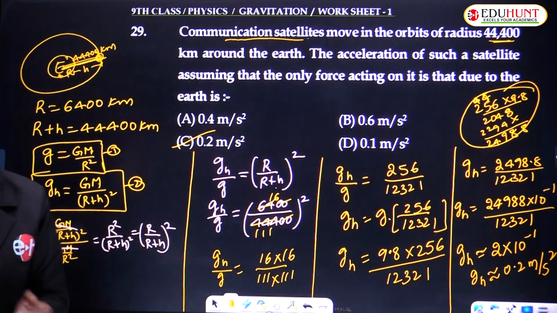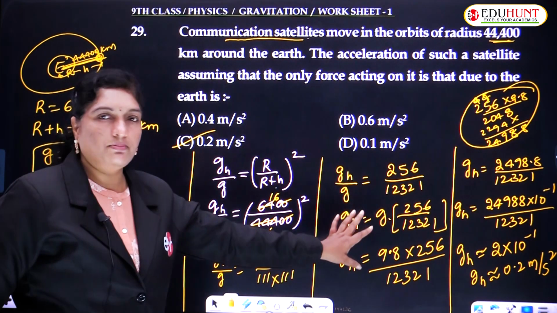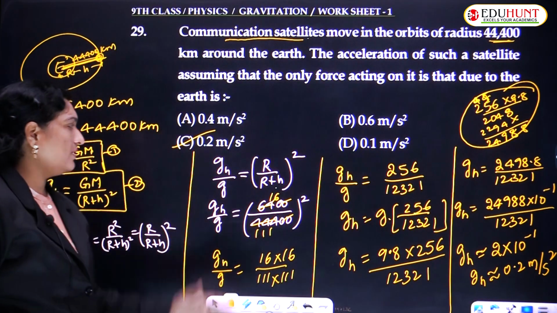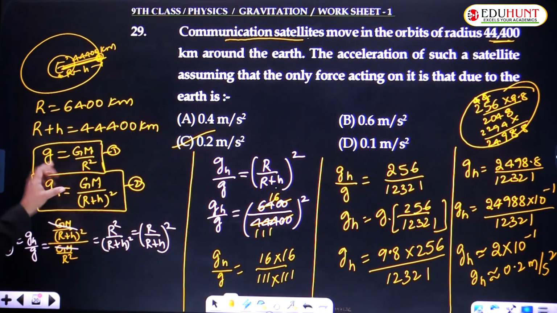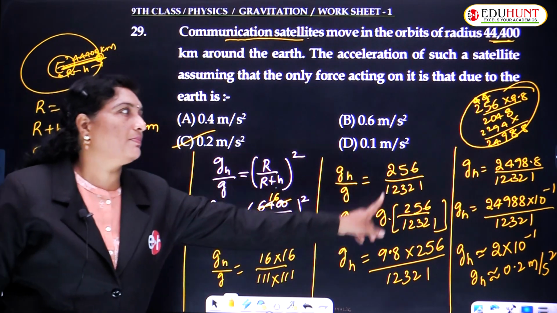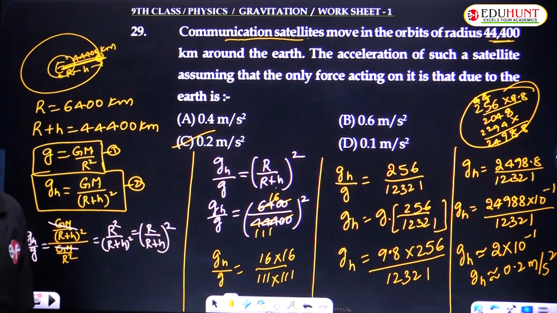So simplification, be thorough of the simplification, children. Look at this carefully, and everything is a common value. You know the values of g. Substituting the value of R and R plus h, and proper simplification will give you the correct result.